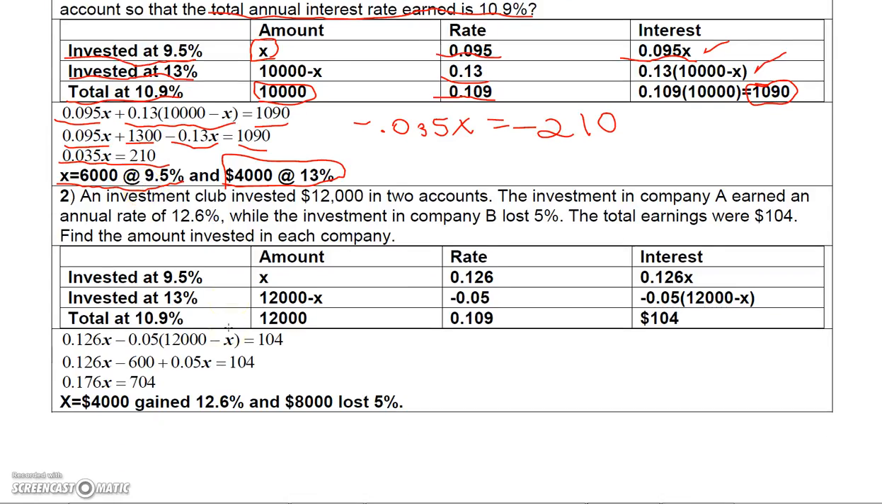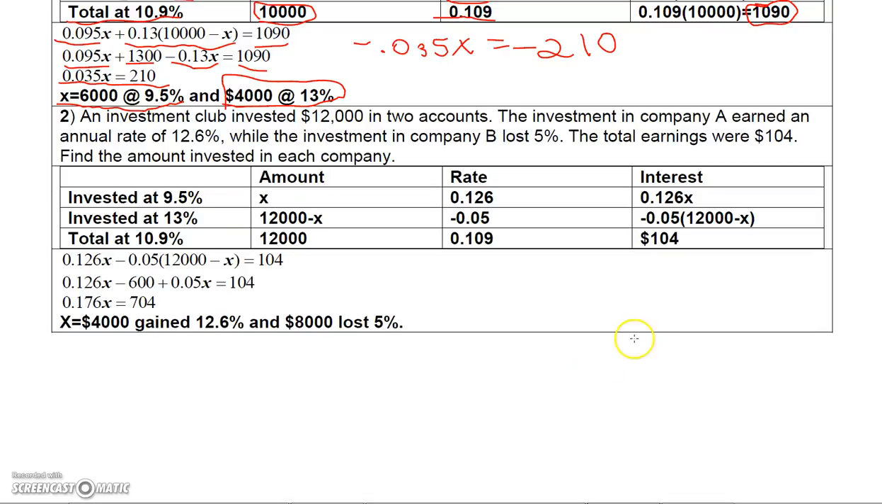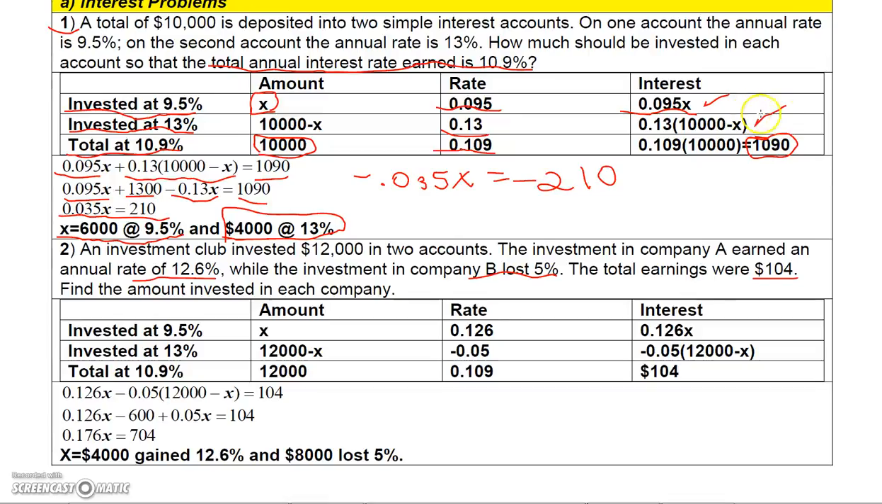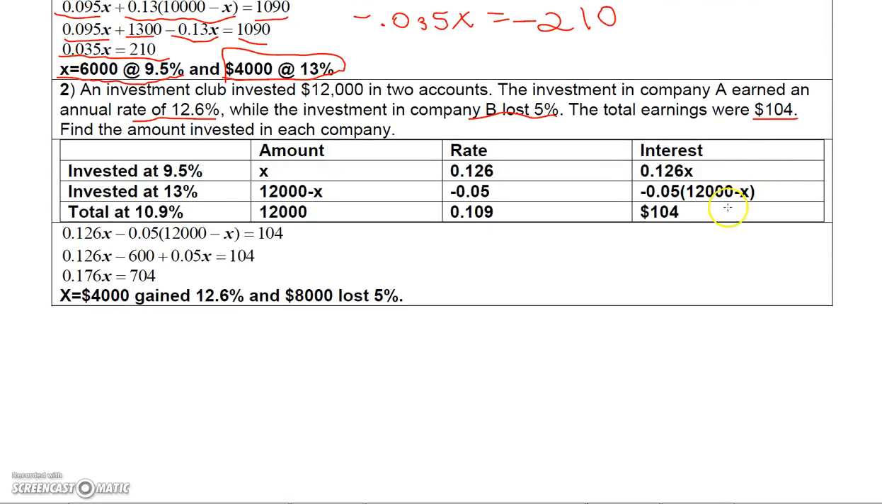Okay, the next one is similar. You're going to have two investments. The first investment is going to earn a rate of 12.6%, but the other company lost 5%. Now here they told us the total earnings. Up here they didn't tell us, they just told us the percent, and we were able to calculate the total earnings, which was 1,090. But here we're given the total earnings is 104.